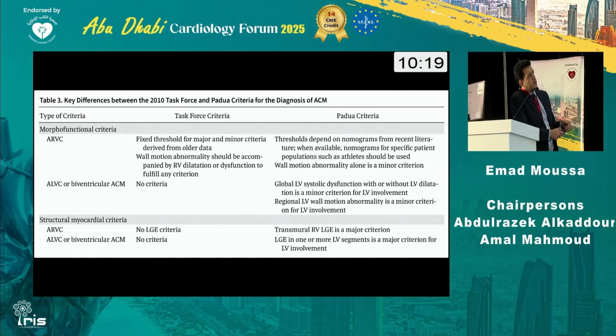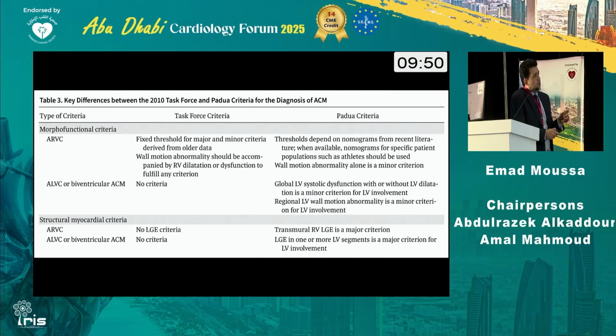The major differences between the Padua criteria and the task force criteria are, first of all, that while task force criteria proposed fixed thresholds, the Padua criteria are more flexible and consider the normal nomograms for the subject. So you need to look at what is normal for the patient, male or female, and also what about the body surface area. And if you are dealing with an athlete, then you need to consider the normal nomograms for each patient.